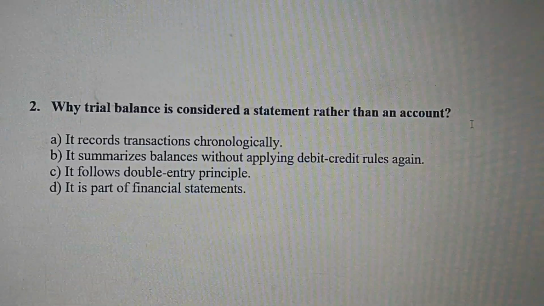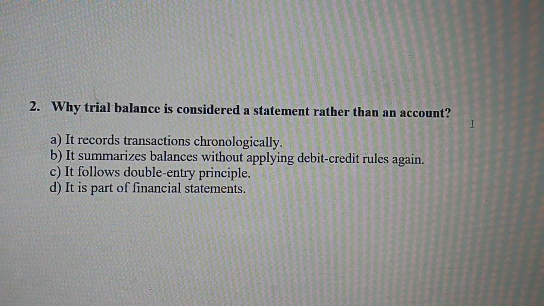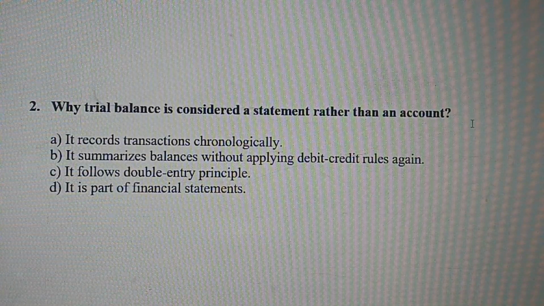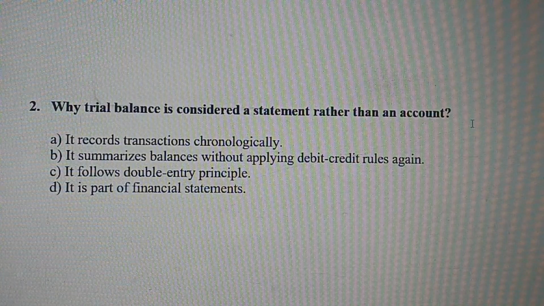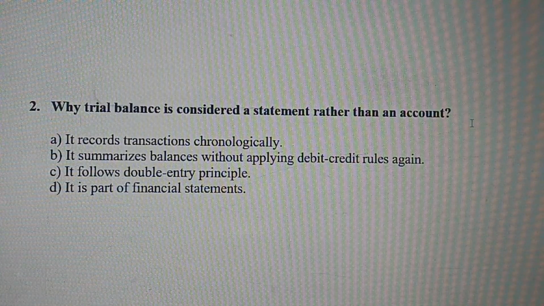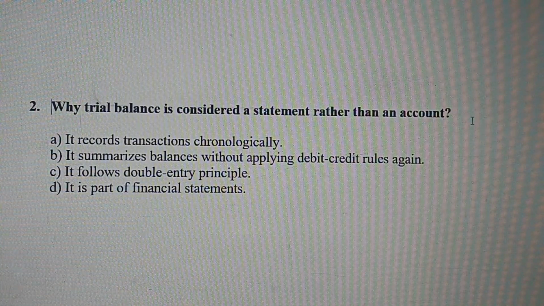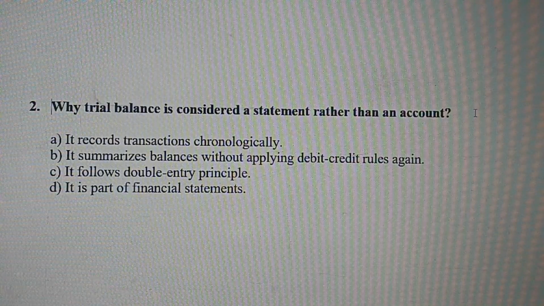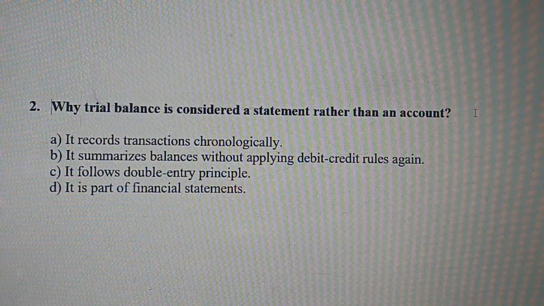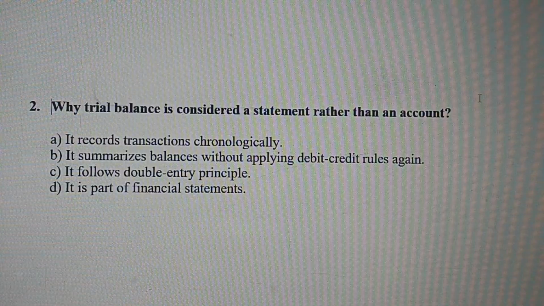Next question. Why is trial balance considered a statement rather than an account? It records transactions chronologically. It summarizes balances without applying debit credit rules again. It follows the double entry principle. It is a part of financial statements.